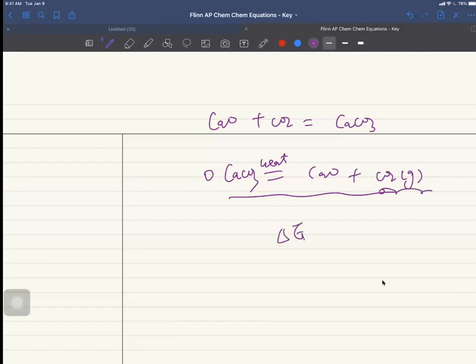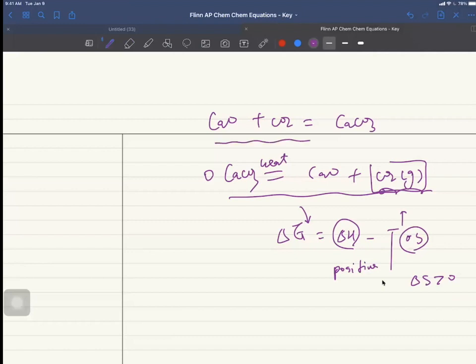So according to delta G equals delta H minus T delta S, this is a reaction with a positive delta S with the gas production. And also the delta H is positive because this is an endothermic reaction. So increasing the temperature will help the delta G to decrease and finally become negative, which means it will be spontaneous, right?